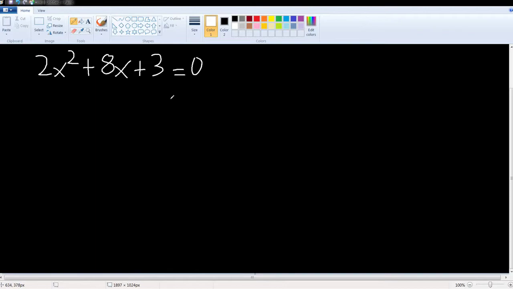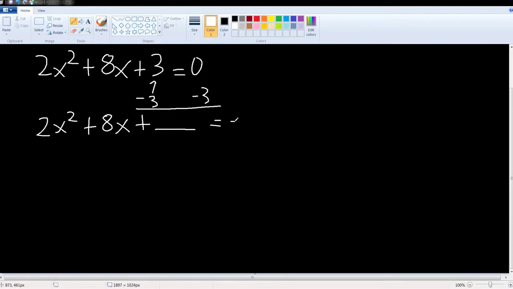So the first step to completing the square is whatever constant you have, right? You want to move it to the right side of the equation. So we will have 2x squared plus 8x plus, and then we leave a blank here. We'll subtract the 3 from each side. So we'll get 2x squared plus 8x plus blank equals negative 3.